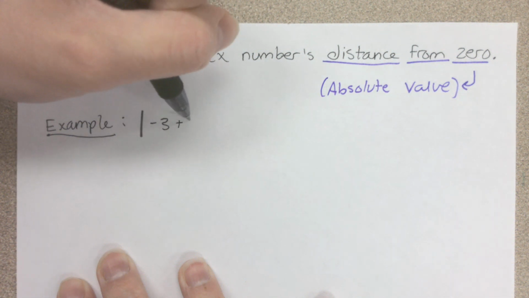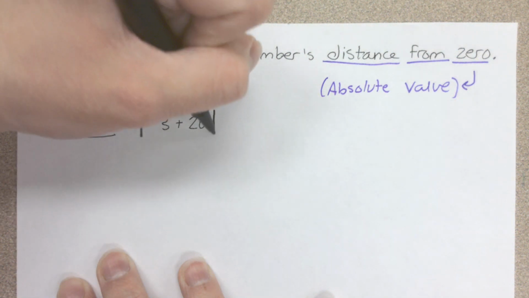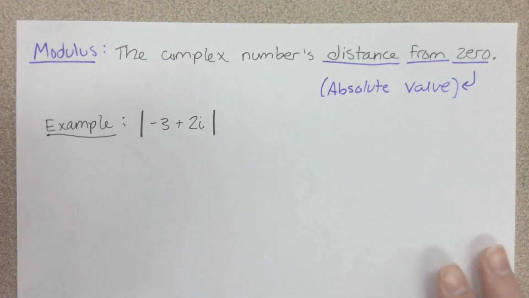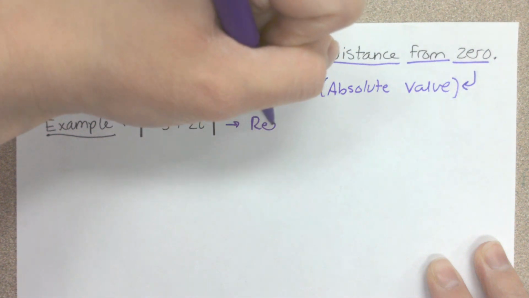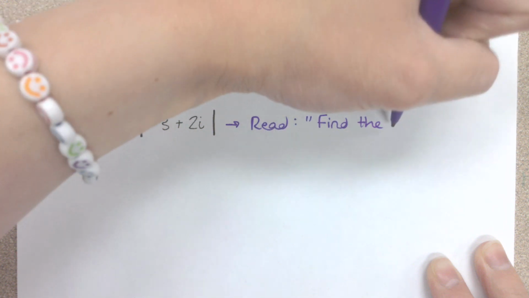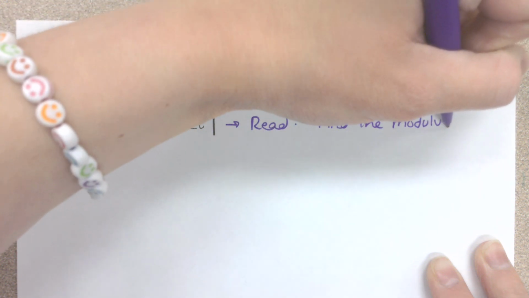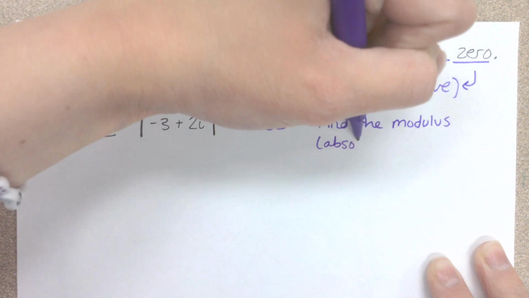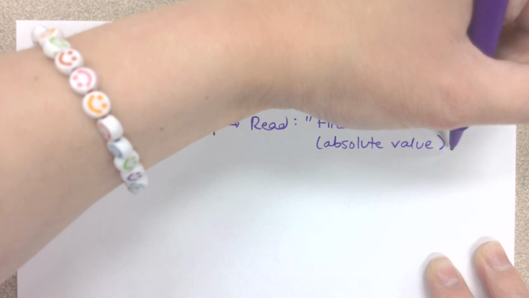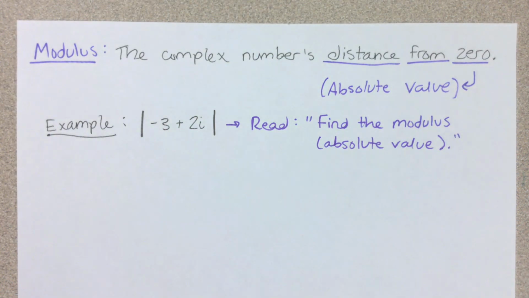Absolute value of -3 plus 2i. So that's all that you're going to see, and then you have to understand what the question is. You'll read this as find the modulus. Or if you prefer absolute value, they are interchangeable terms. Modulus specifically refers to complex numbers.